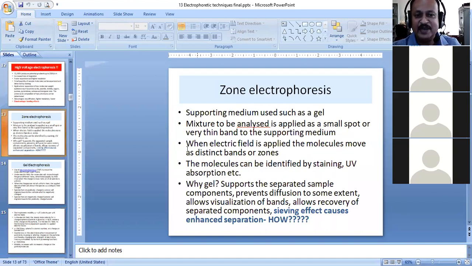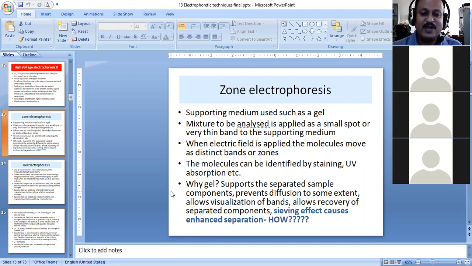We started with this slide, zone electrophoresis. We tried to ask the question why we should use a gel or why we should go for zone electrophoresis. Somebody gave me a very nice answer, that is to prevent the diffusion. मेरे ख्याल से इनामुल ने दिया था. It prevents the diffusion of the sample components once we stop the electrophoresis. Then it also allows us to visualize the bands properly. And the third important advantage is that it allows us to recover the sample components which are already purified.